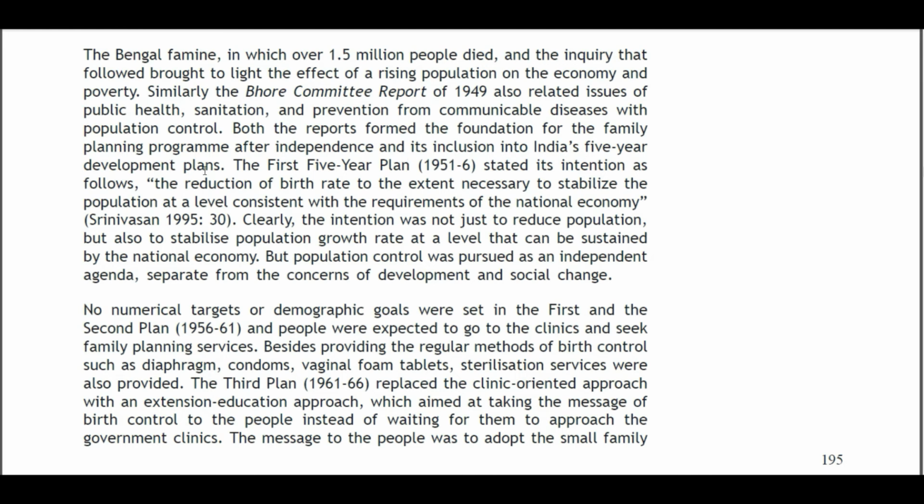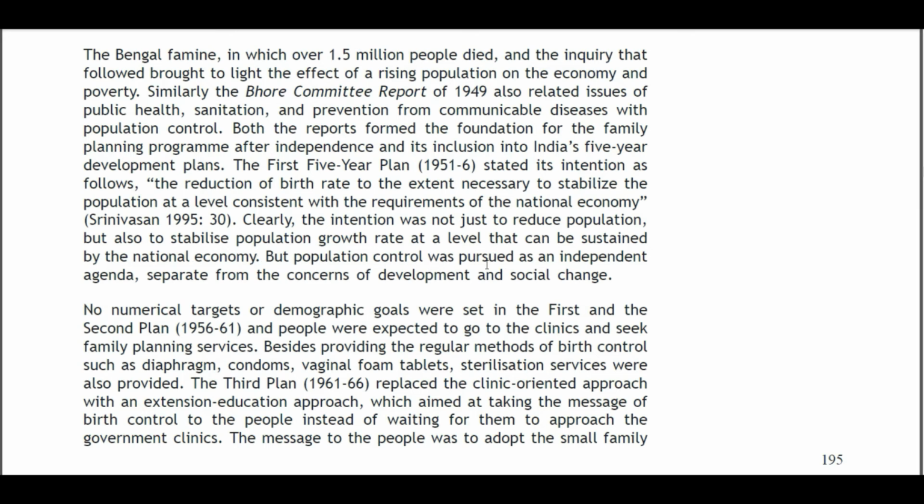Its inclusion into India's five-year development plans followed. The first five-year plan, 1951 to 56, stated its intention as follows: the reduction of birth rate to the extent necessary to stabilize the population at a level consistent with the requirement of the national economy. Clearly, the intention was not just to reduce population but also to stabilize the population growth rate at a level that can be sustained by the national economy.